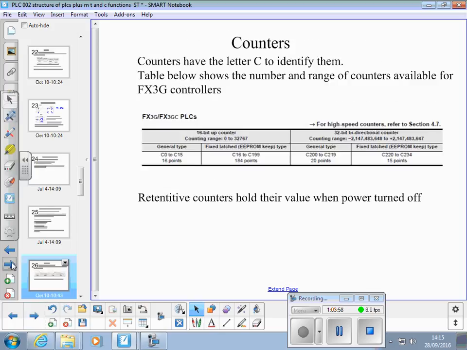Counters, again, a number of different types. There's 16 general points. There's 184 latch type, which are battery backed, and then there's some more high-speed counters and so on. So you've got some 16-bit up counters and some 32-bit bidirectional. That means you can get them to count up and down. Retentive counters hold their value when you turn the PLC off.